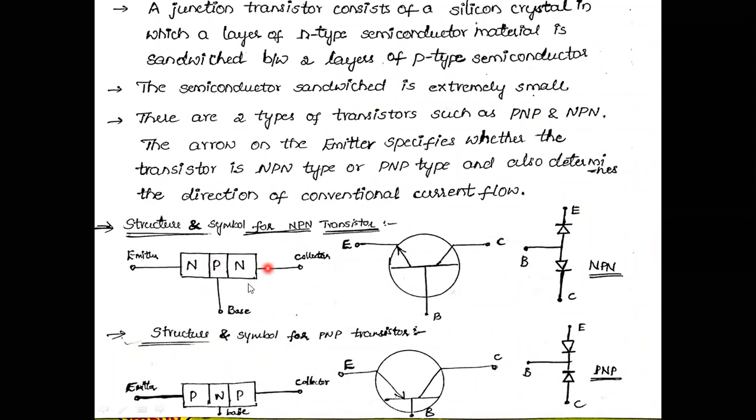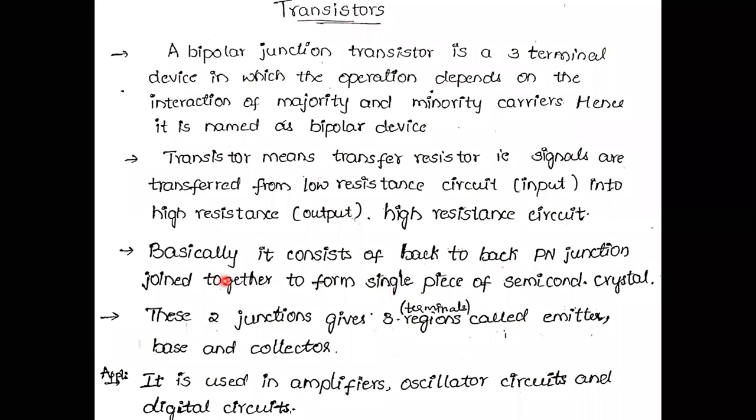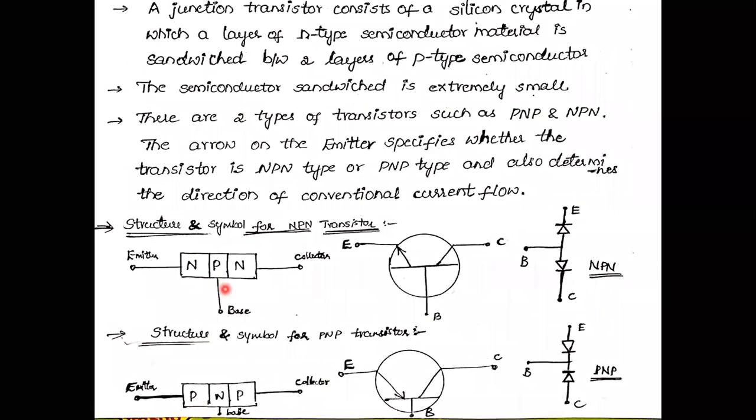From this layered type of NPN transistor, I am going to draw three terminals: emitter terminal, base terminal and collector terminal. This is the layered diagram. Similarly, this is the layered diagram for a PNP transistor, that is p-type, n-type and p-type, with the three terminals emitter, base, and collector. This is the symbolic representation of a transistor. If the arrow mark points outwards, it is an NPN type of transistor. If the arrow mark points inwards, then the transistor is a PNP type.